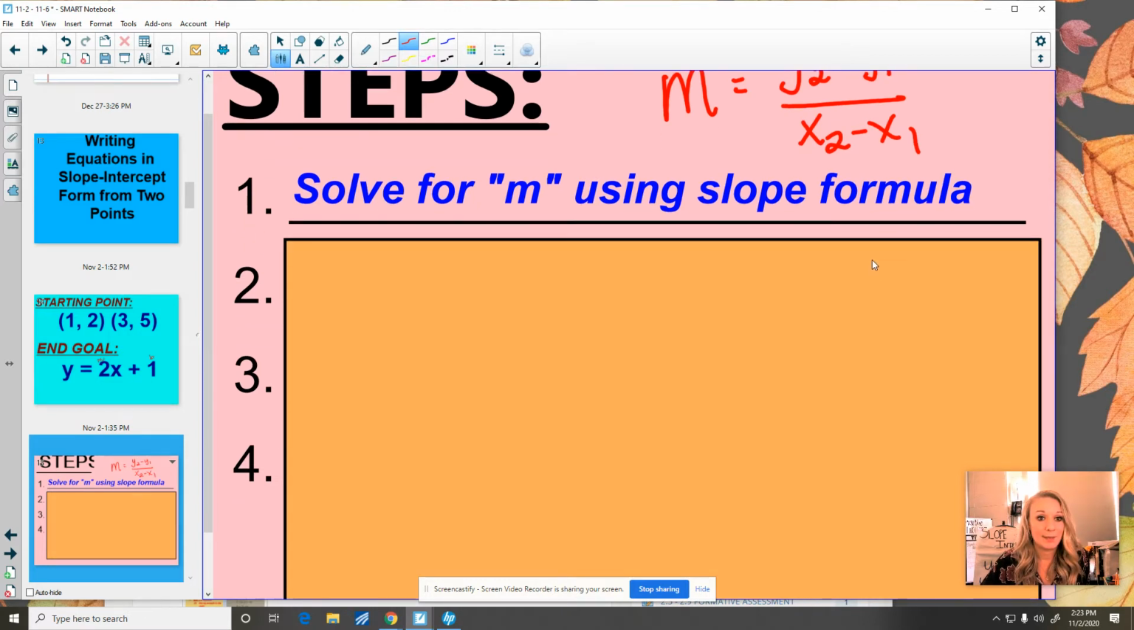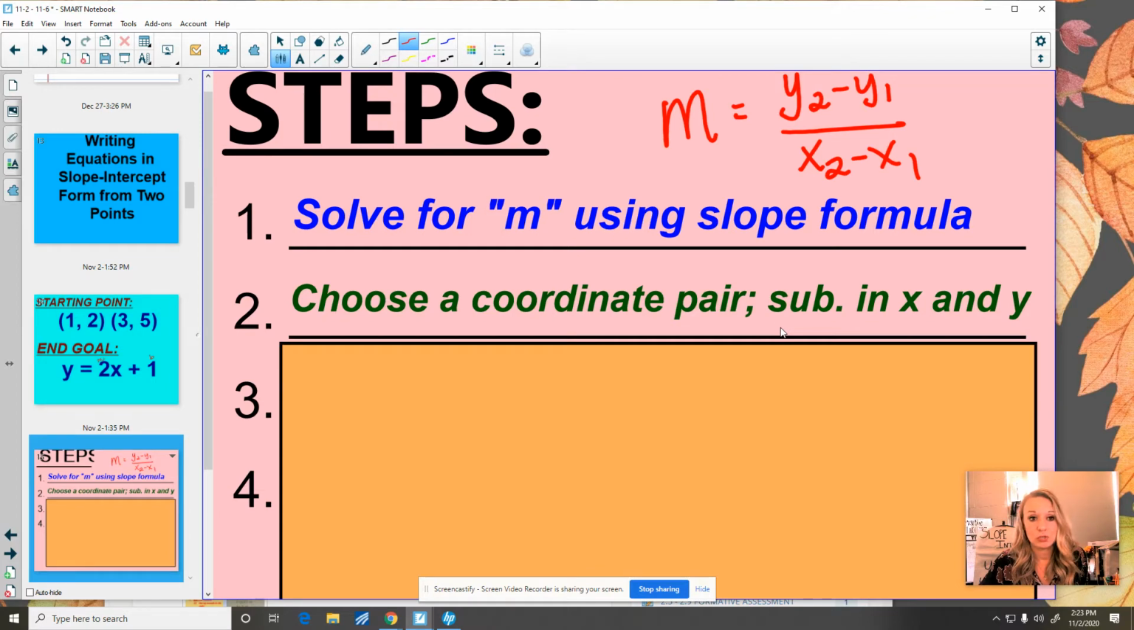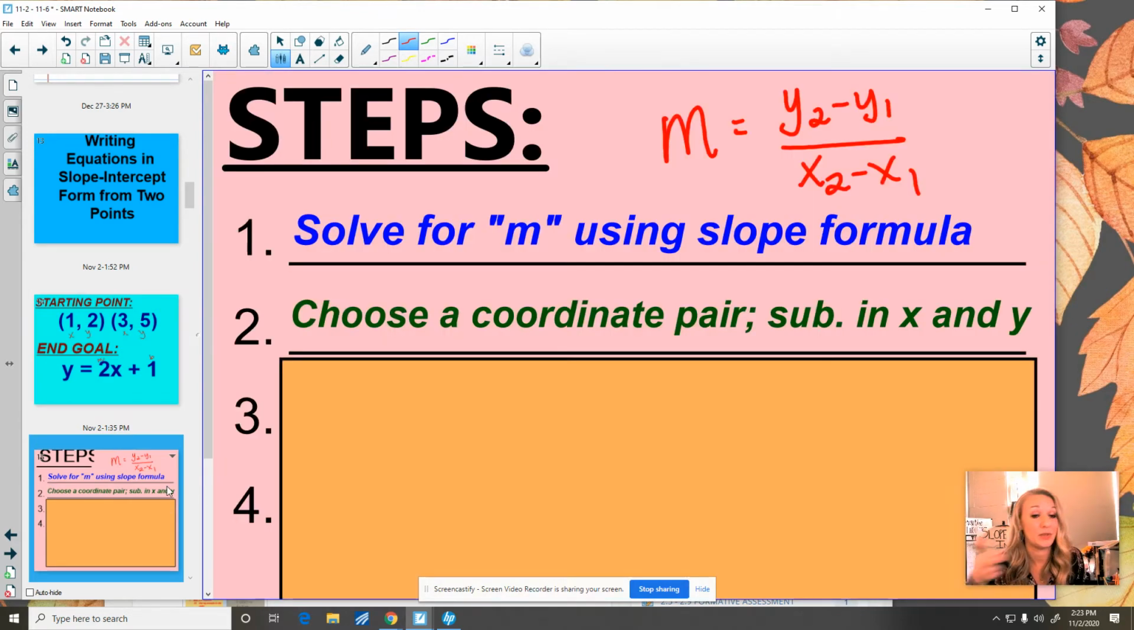The next step is that you are going to choose a coordinate pair and substitute that in for your x and your y. It does not matter which one you choose. It can be the first one, it can be the second one. You'll get the same answer no matter what. So like if I went back to this slide here, I could use this x, y value, or I could use this one here. You'll get the same thing. It doesn't matter.